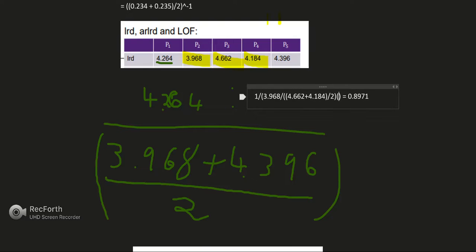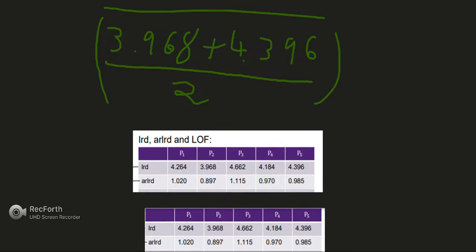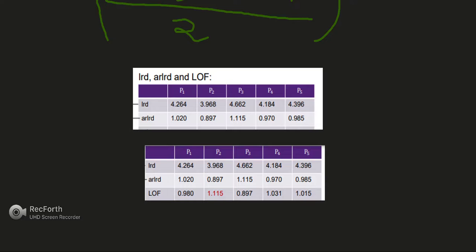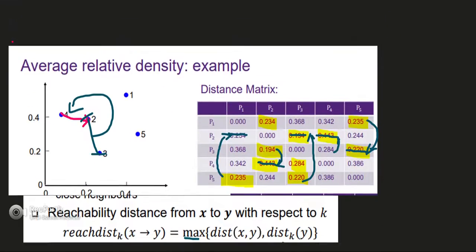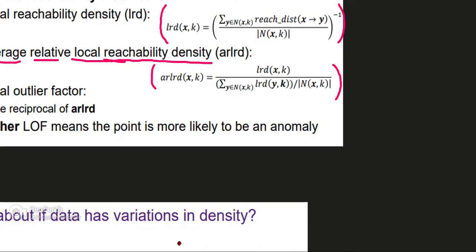Ready? One on all that. 1.1147. That's it. Okay, now you have the local outlier factor. You now have the local outlier factor. And you can do that for all of these points simply by following these 3 steps.